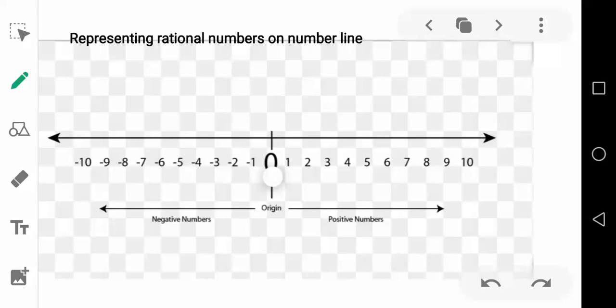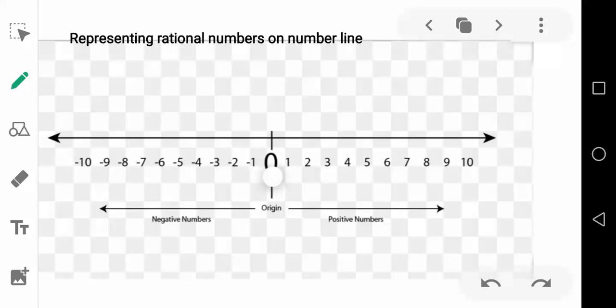Hello students, today we are going to study representing rational numbers on the number line. Do you know what a number line is? Yes, you studied it, right? A number line is a line on which numbers are marked. You can mark integers on a number line.